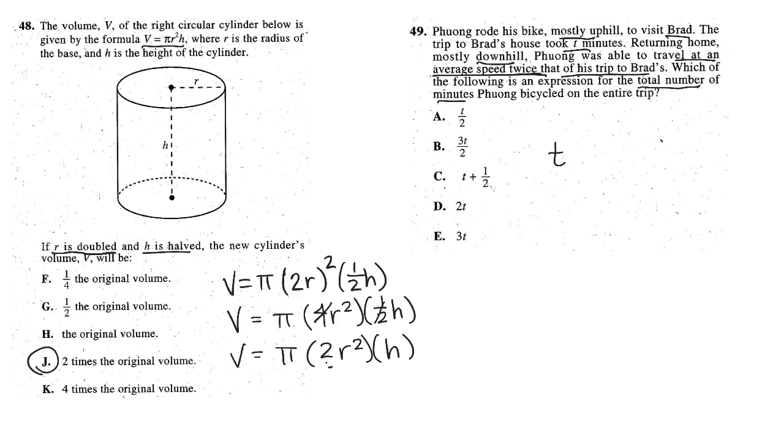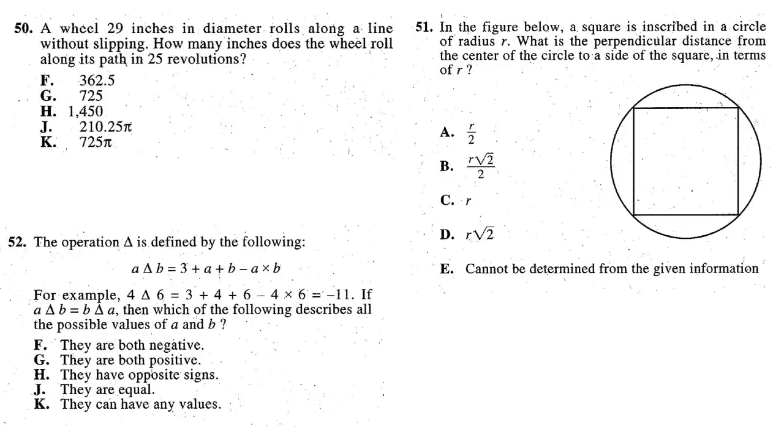rode a bicycle. So if it took 10 minutes to get to Brad, and plus, because I need the total number of minutes, his average speed was twice as fast, so it's really going to take him half of the time. So that's going to be 1t plus 0.5t, or plus a half t, 1.5t, which is 3/2 t, which is answer choice B.